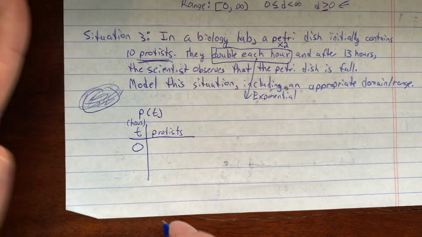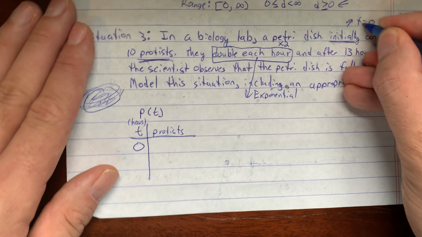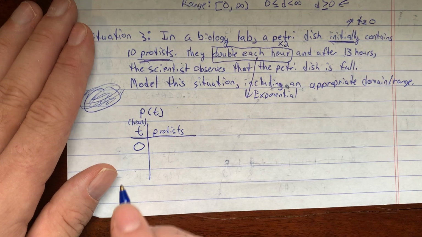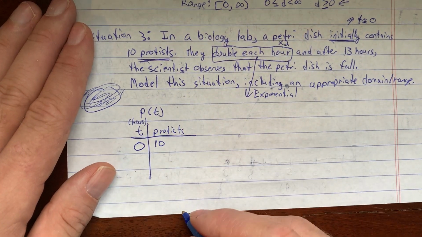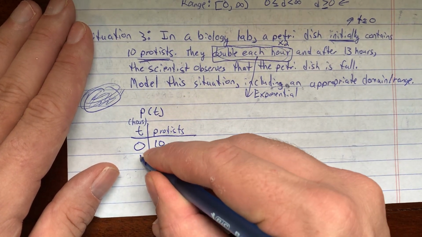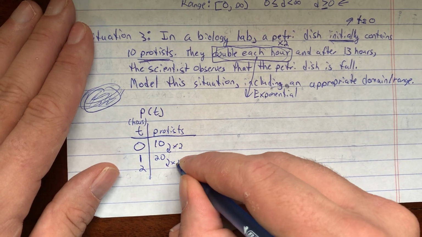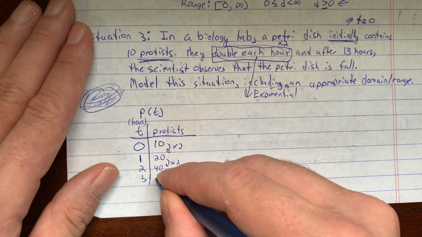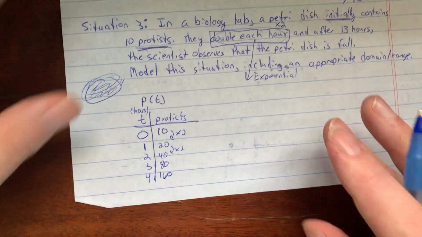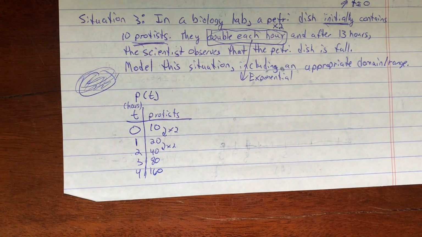And I know when no time has passed, when it first starts, initially means time equals 0, no time has passed. Initially means at the beginning when no time has passed. There were 10 protists. And it said it doubled each hour. So that means every time an hour passes by, we're going to multiply by 2. And I could keep doing this, 160, whatever. The numbers are getting kind of big here. Tables don't need to show all the different values. They just need to show some of them.